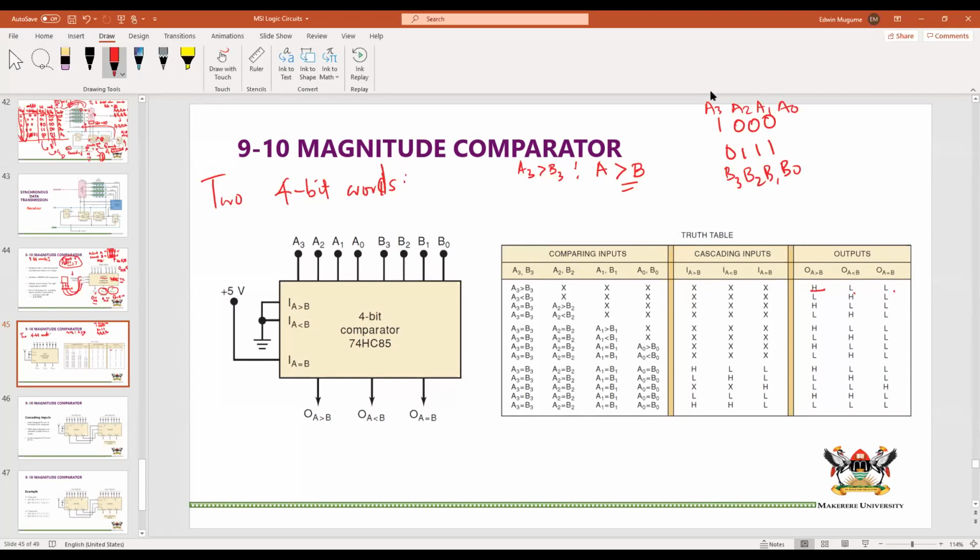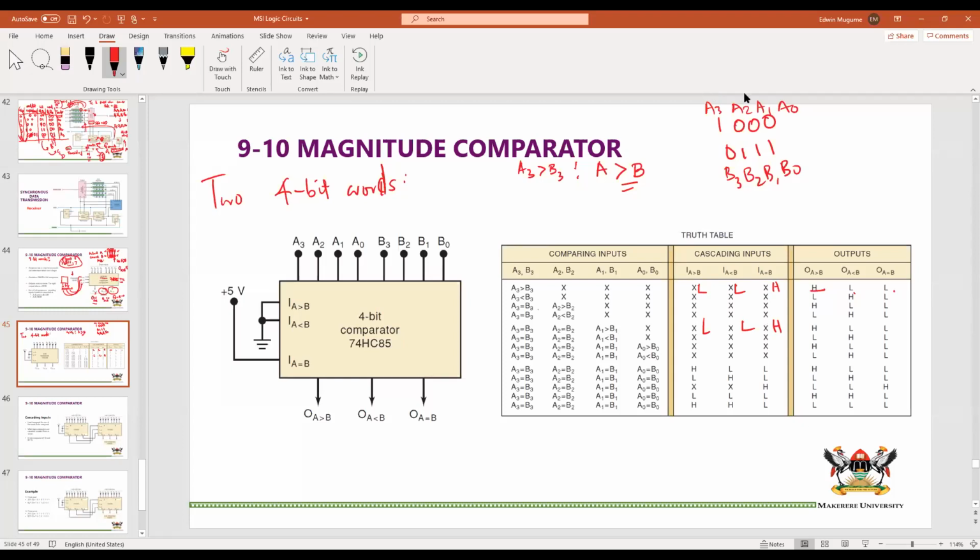Now, with these cascading inputs, I've actually been having an issue with them, but I think if you are comparing 4-bit words, then we have just said that this should be low, low, and high. This is how we should be connecting these ones. Let us look at this case. What if A3 is equal to B3? Then we go to the next one.